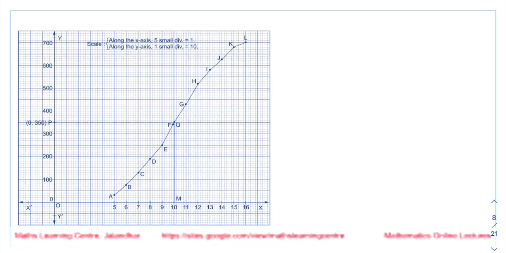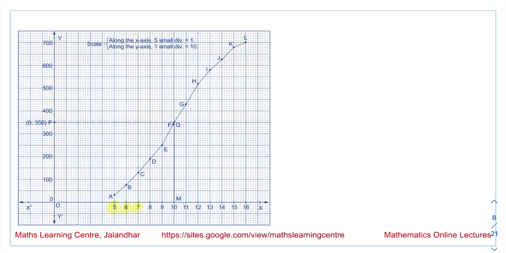We have marked these points over here: 5, 6, 7, 8, 9, 10. These are the values of x_i that we have, or we are saying these are the upper limits of these classes. Now the corresponding frequencies: it is 36 corresponding to this 5. The value we have marked over here is corresponding to the point 36.